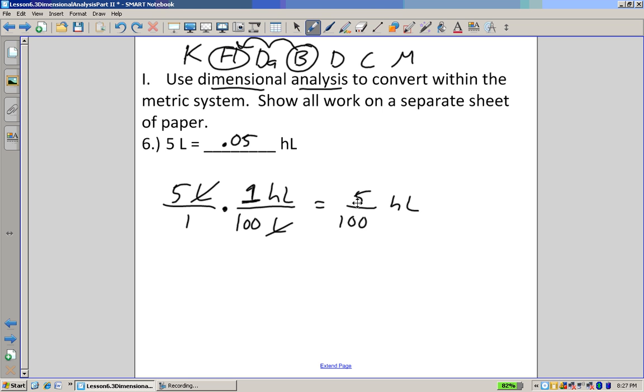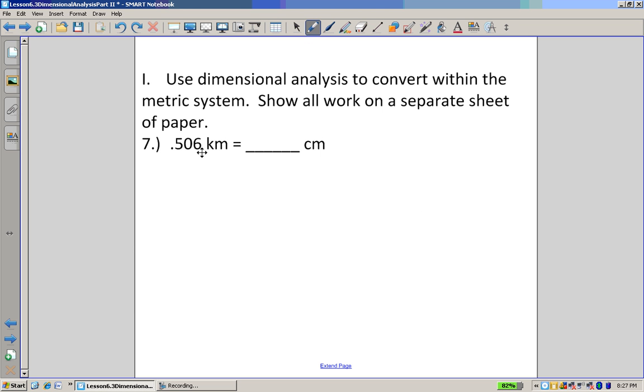And if you were to divide 5 by 100, you would get 5/100. This is the fraction version of the decimal. 5/100 hectoliters. So this is correct. Again, I would encourage you to pause the video, try it on your own, and let's see how you did.